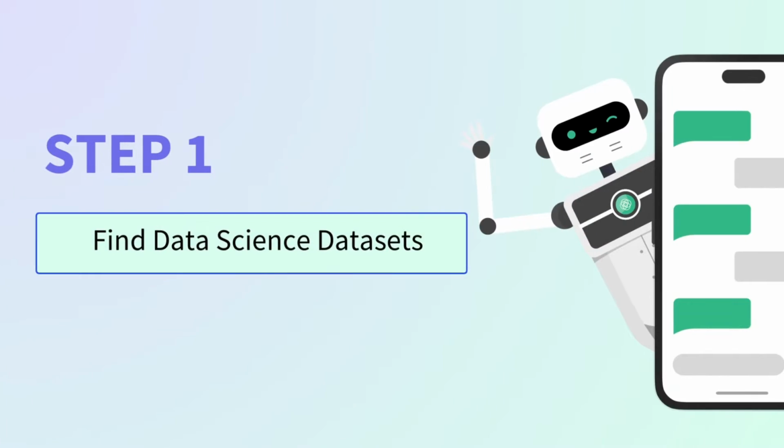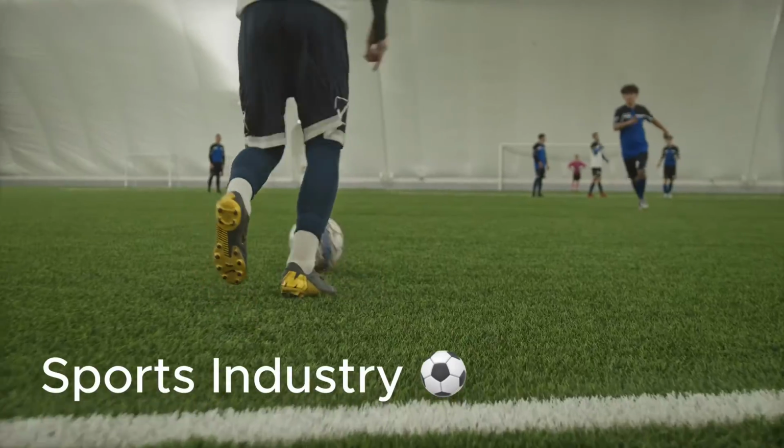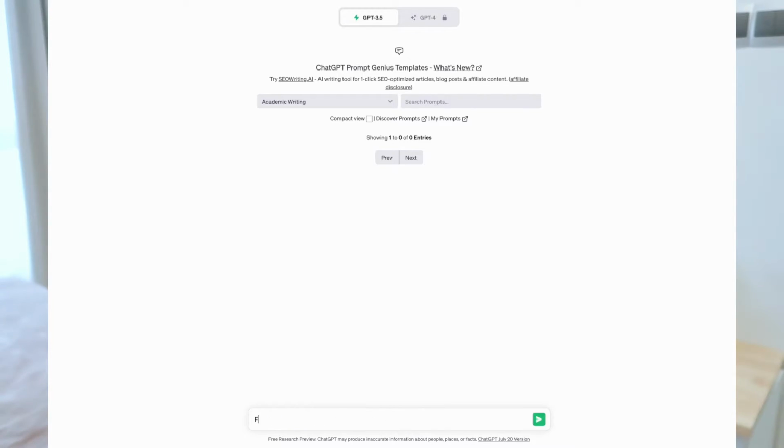First things first, we're going to head to ChatGPT to find a data set that we would like to work on. Let's say you want to look for a data analyst job in a specific industry, say the sports industry. You can use this prompt that I'm currently using: Find me 5 data sets in the sports industry. Or you can replace the word sports with another industry name.